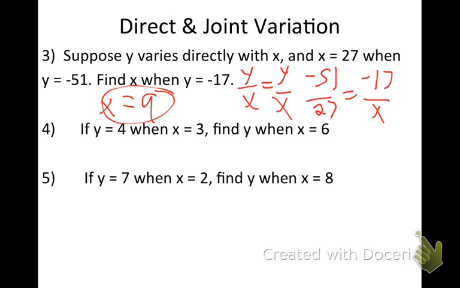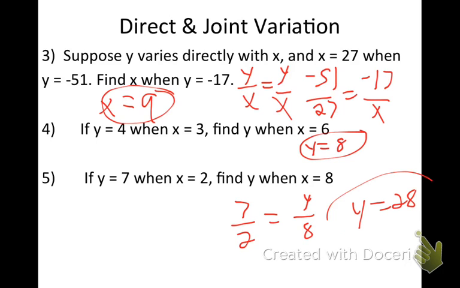Okay. Number 4. If y equals 4 and x equals 3, find y when x equals 6. Kelly, what'd you get? Y equals 8. Number 5. If y equals 7 when x equals 2, find y when x equals 8. Jesse? Because you'd say 7 over 2 equals y over 8. What did you say, Jesse? I agree. Y equals 28.